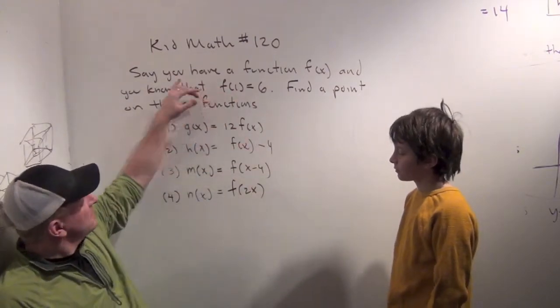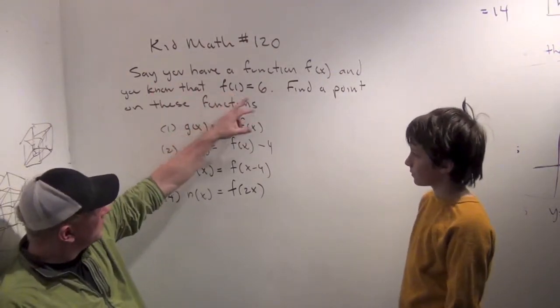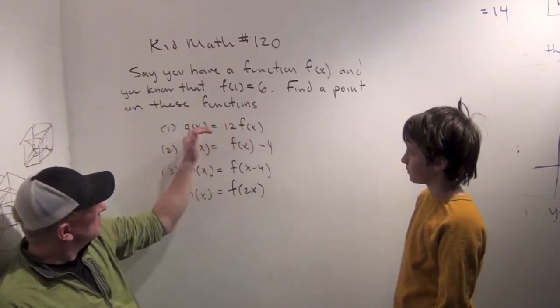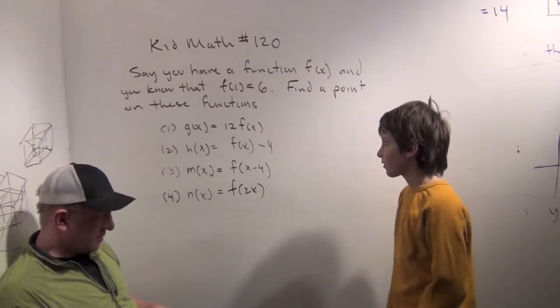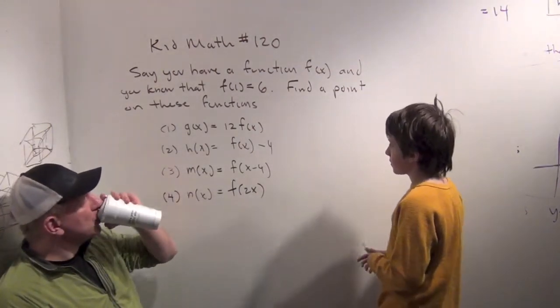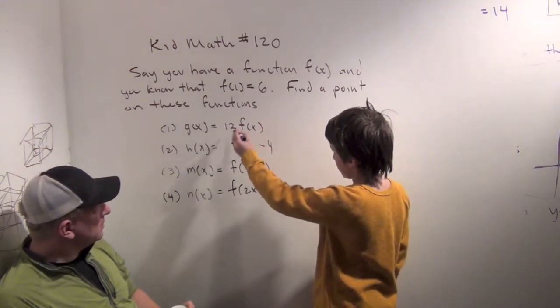Okay. So say you have a function f of x, and you know that f of 1 is 6. Find a point on these functions. The first one, g of x equals 12 f of x. What do you think about this one? Well, to do this function, you just have to take our f of x and then just multiply the result by 12.